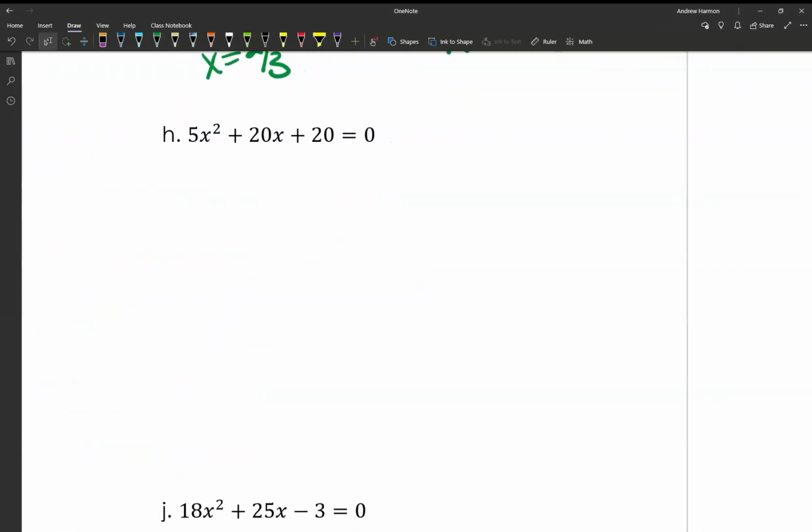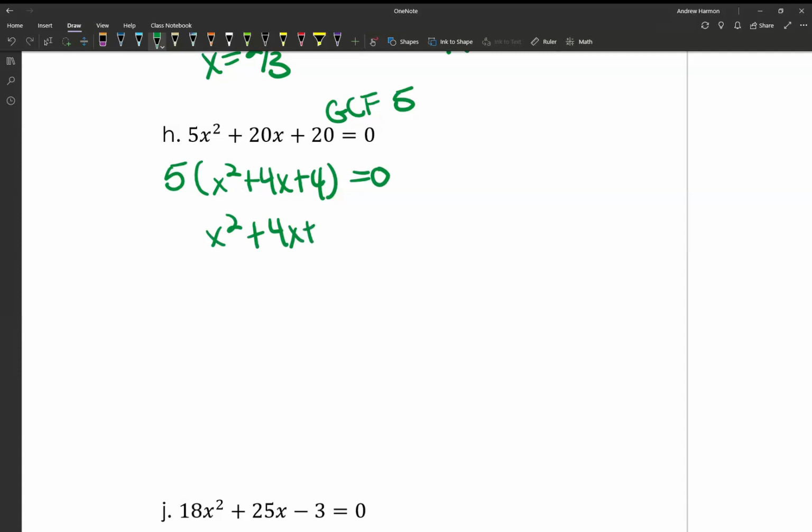Letter H. This one, right off the bat, I see a GCF of 5. So I'm going to divide that out. What I'm left with is x squared plus 4x plus 4 equals 0. And if I divide both sides by 5, I'm left with x squared plus 4x plus 4 equals 0.